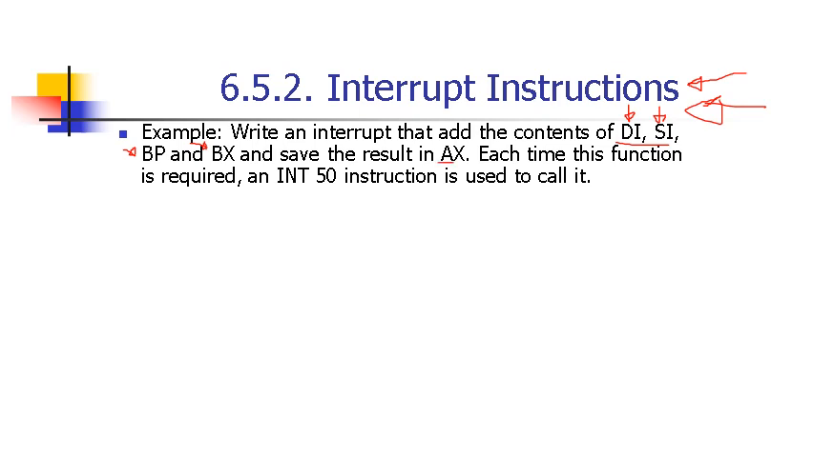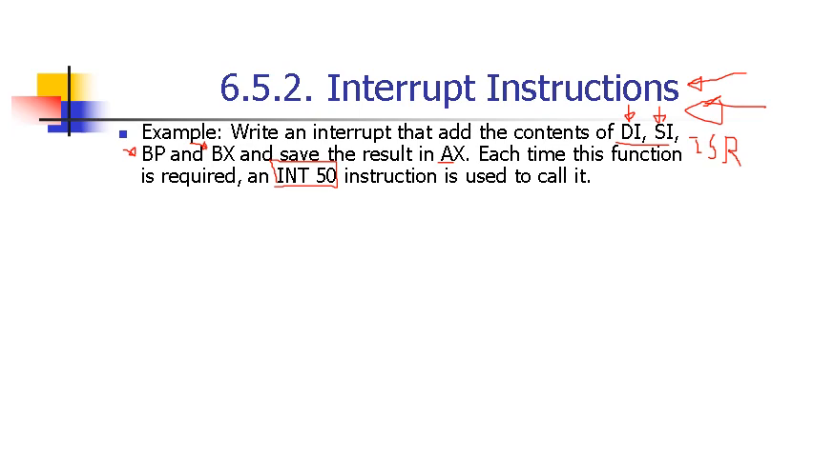And whenever you need this interrupt service routine to be called, which means whenever you need to add the values of DI, SI, BP, and BX and store this into AX, you call this subroutine by this instruction, INT 50. You give the interrupt vector number 50, which means what?